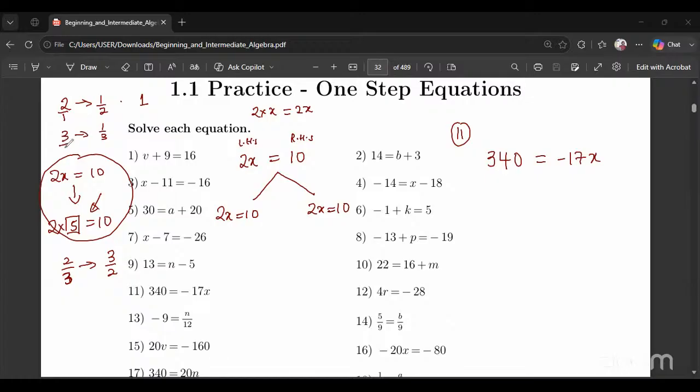So 3 is the same as 3 over 1, and when you flip it over, you have 1 over 3. That's the multiplicative inverse. 2 over 3, when you flip it over, you have 3 over 2. That's the multiplicative inverse. Now, let's come back to the problem, 2x equal to 10. What's the multiplicative inverse of 2? That will be 1 over 2.